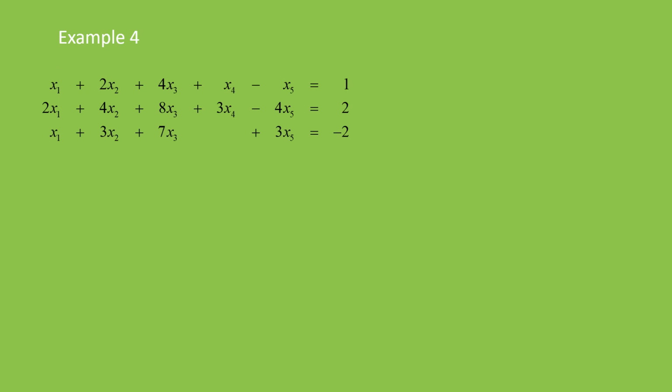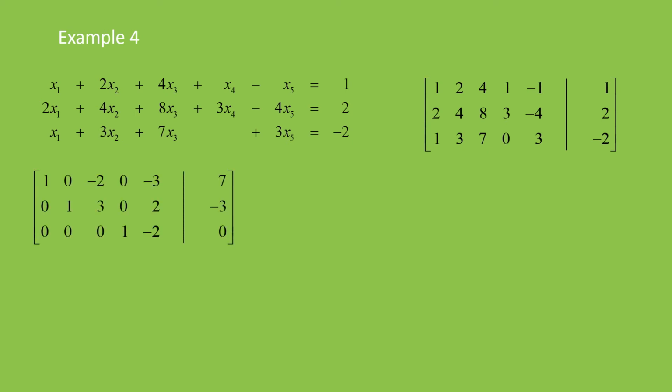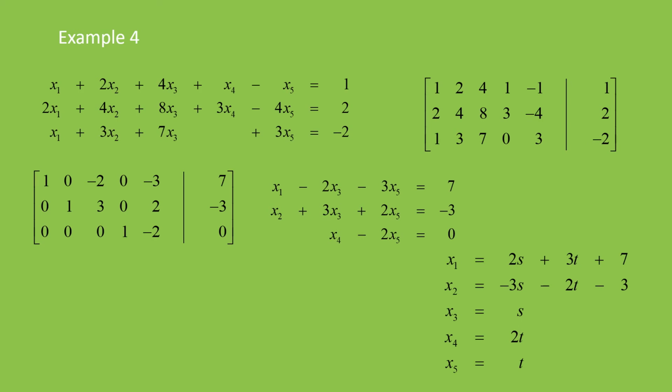Now here we have an equation in terms of 5 variables, but only 3 equations are given. When we take the reduced row echelon form, we get it like this. So when we expand through the first row, second row and the third row, we get 1x1 minus 2x3 minus 3x5 is 7. 1x2 plus 3x3 plus 2x5 equal to negative 3. x4 minus 2x5 equal to 0.